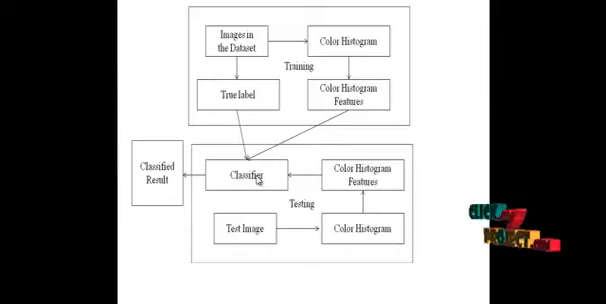Given a set of training examples, each marked as belonging to one of two categories, the training algorithm builds a model that assigns examples into one category or the other. The model represents the examples as points in space, so that the examples of the separate categories are divided by a clear gap that is as wide as possible.